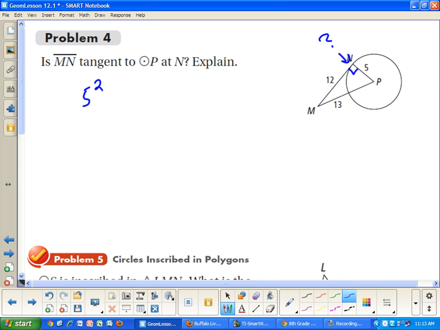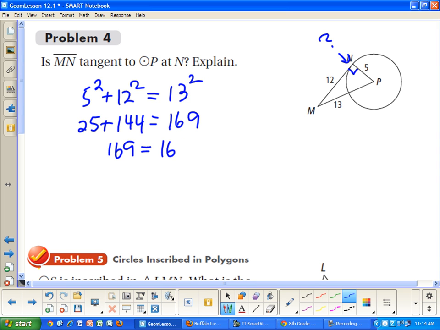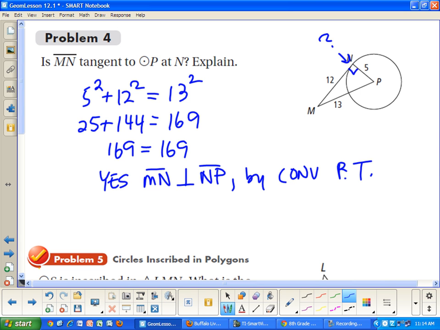So we want to do 5 squared plus 12 squared, and see if that's equal to 13 squared. So we get 25 plus 144, and that's equal, and that proves that it's a right triangle. And so we're going to say yes. We'll say MN is perpendicular to NP by the converse of Pythagorean's theorem.